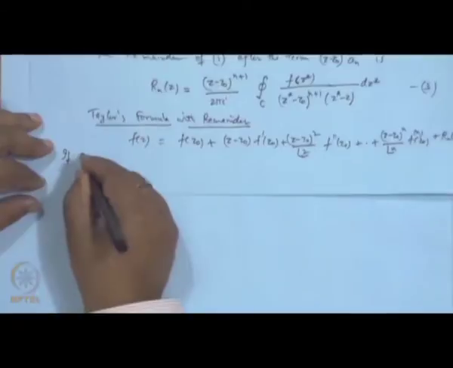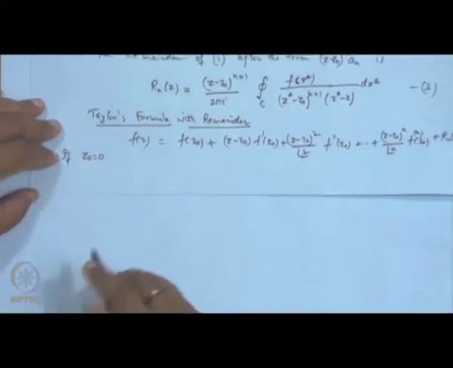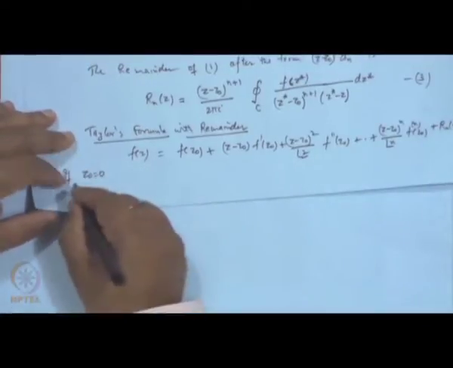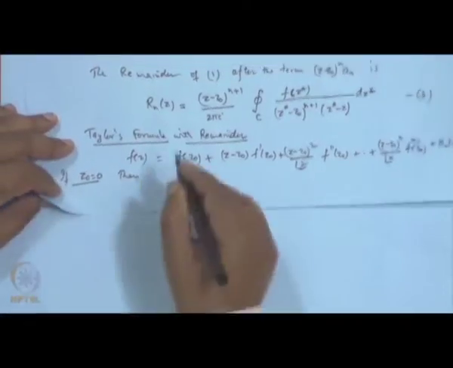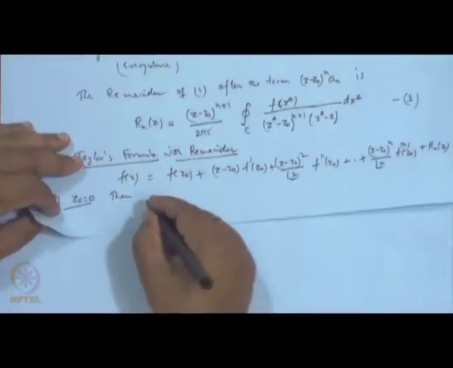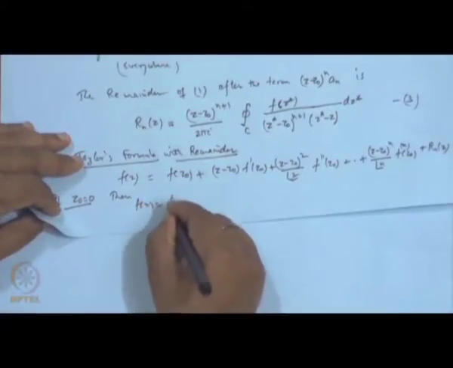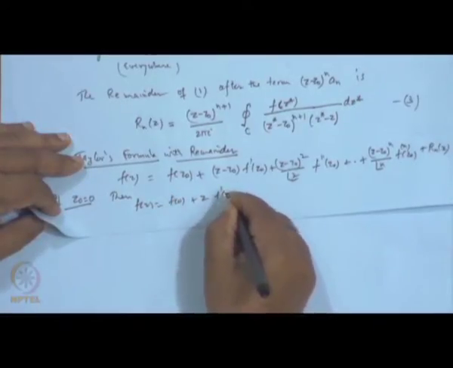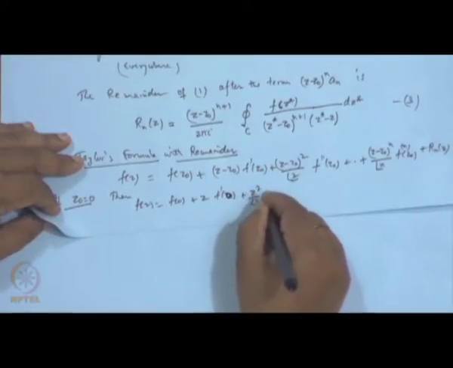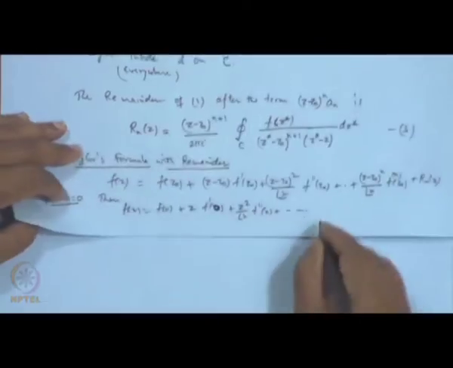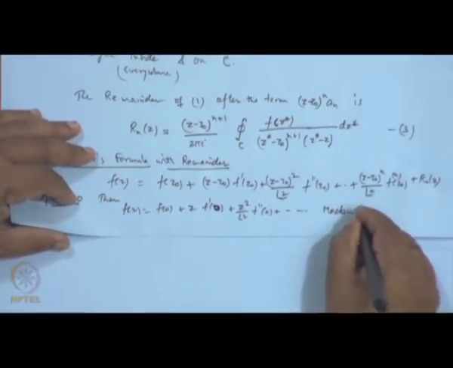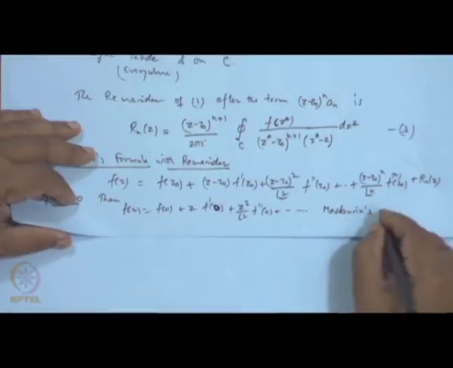Now, as a particular case, if z naught equal to 0, then this is known as the Taylor series with remainder center 0. If z naught is 0, then in equation 1, the expansion f(z), which is f(0) plus z f prime(0) plus z squared over factorial 2 f double prime(0) and so on, is known as the Maclaurin series.